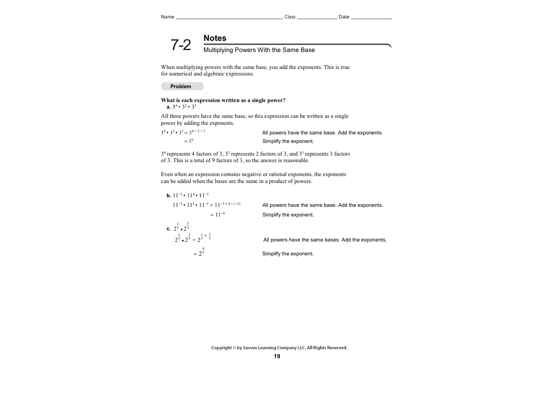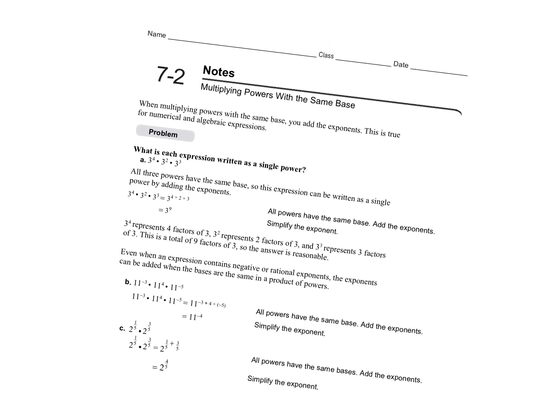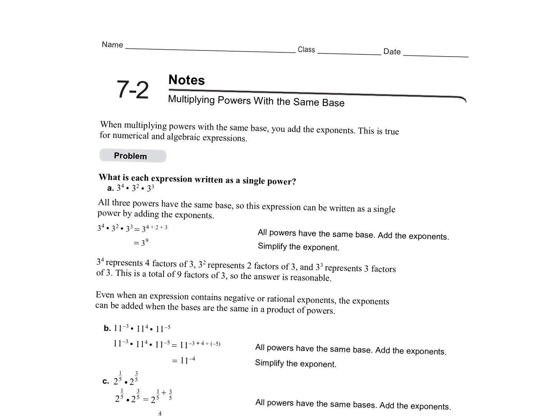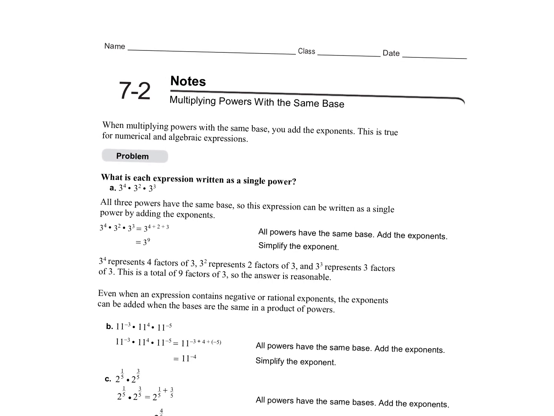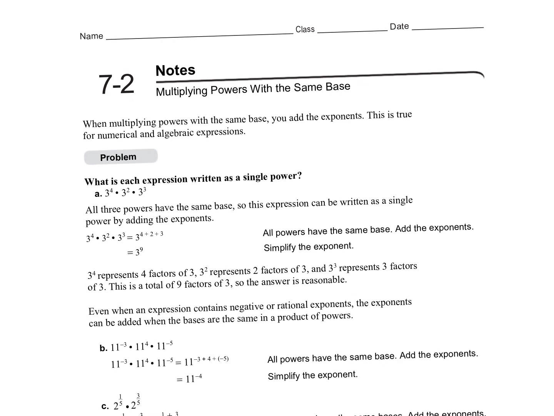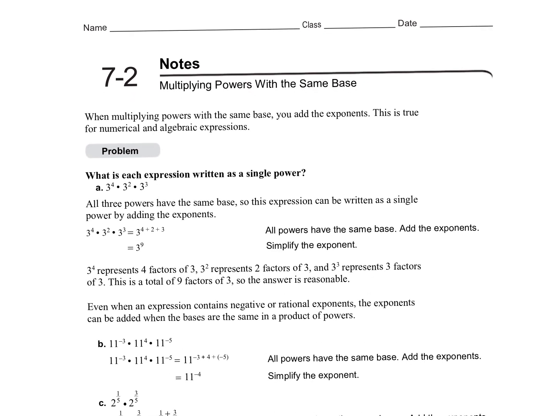So good morning, we're going to go over 7.2 notes, which is multiplying powers with the same base. So we went over the theory yesterday, but we didn't go into practice. So when multiplying powers with the same base, you add exponents. So this is true for numerical and algebraic expressions. So what is each expression written as a single power?